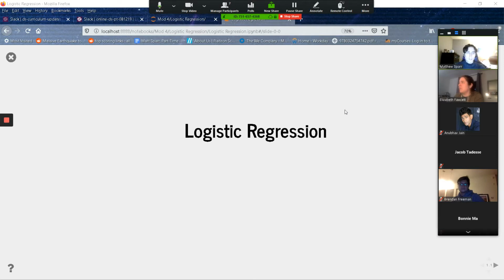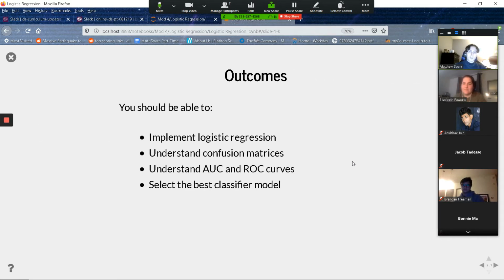Called Logistic Regression. So this will open us up to classification tasks in machine learning, which is kind of exciting. So tonight, your outcomes are here. You should be able to implement logistic regression, and you should understand confusion matrices, AUC and ROC curves. And you should also know how to decide on the best logistic regression model and compare them.